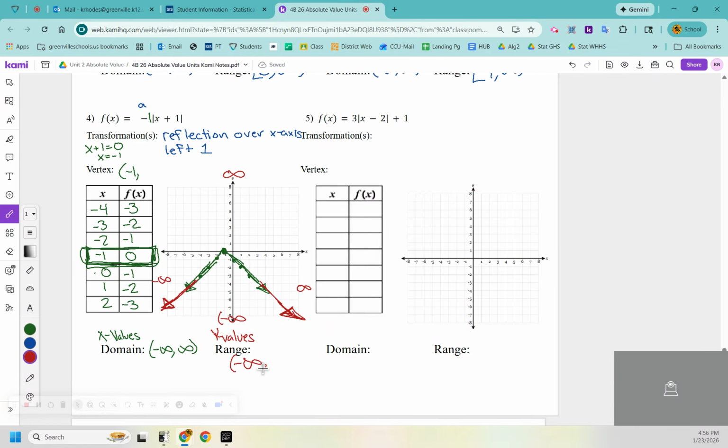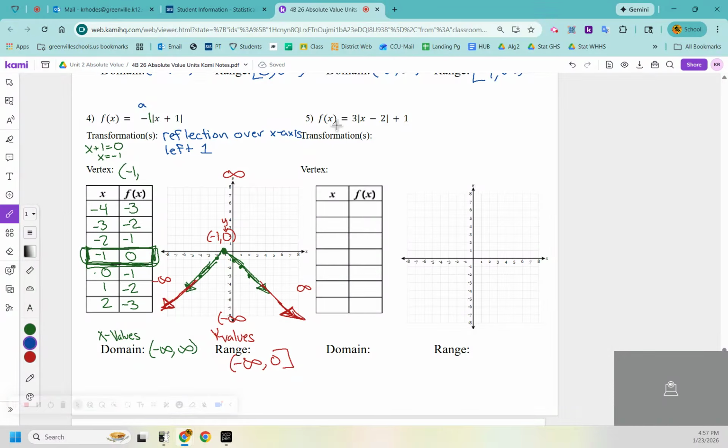So negative infinity to, where do my y values end? Here. My y values end at the vertex. Negative 1, 0. Make sure you use the y value of 0. Some people get confused because they see a negative 1, but that's x. We want the y value at 0. All right, last one, and then go practice.